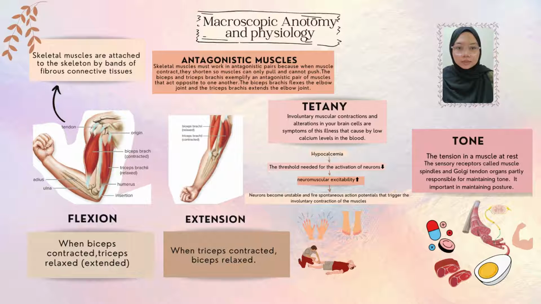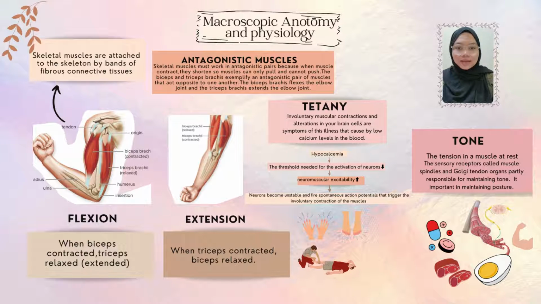Next, antagonistic muscles. Skeletal muscle must work in antagonistic pairs because when muscles contract, they shorten, so they can only pull and cannot push. For example, the bicep and tricep are an antagonistic pair because they act opposite to one another. The bicep flexes the elbow joint and the tricep extends the elbow joint. When our hand flexes, the bicep will contract and the tricep will relax. While our hand extends, the tricep will contract and the bicep will relax. So they act opposite to one another.